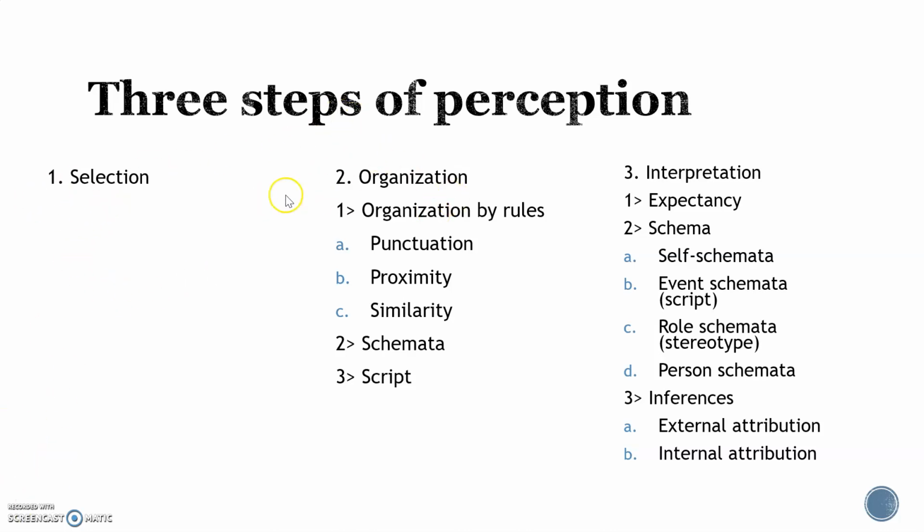So we went through 3 steps, and we have 3 ways for us to organize the information, 3 ways for us to interpret the information. And for schema, we have 4 types of schema, and for inferences, we have 2 types of inferences.